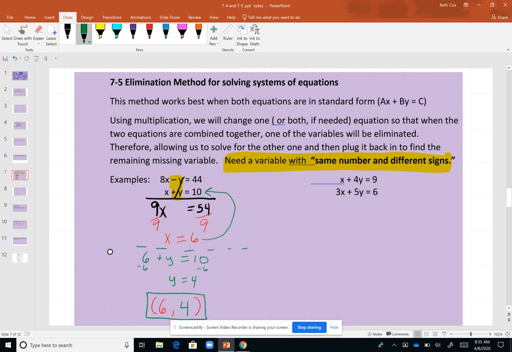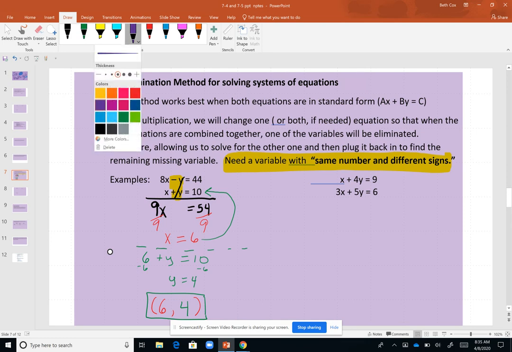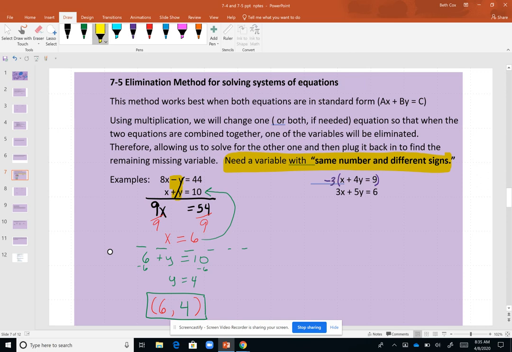All right, now the second example over here, you'll see that I don't have the same number, different signs. What that means is I'm going to have to change one of them so that it has the same number, different signs. How are you going to do that? I'm going to do it through multiplication. I can multiply the equation on top by negative 3. And then, once it's done, I'm going to have the same number, different signs.